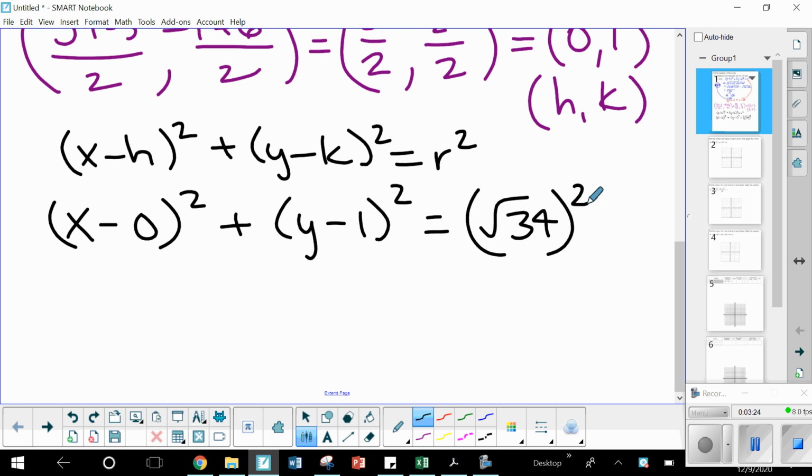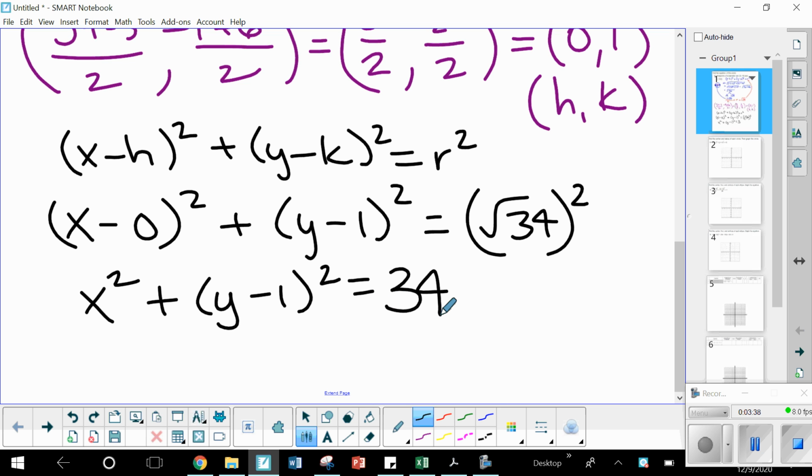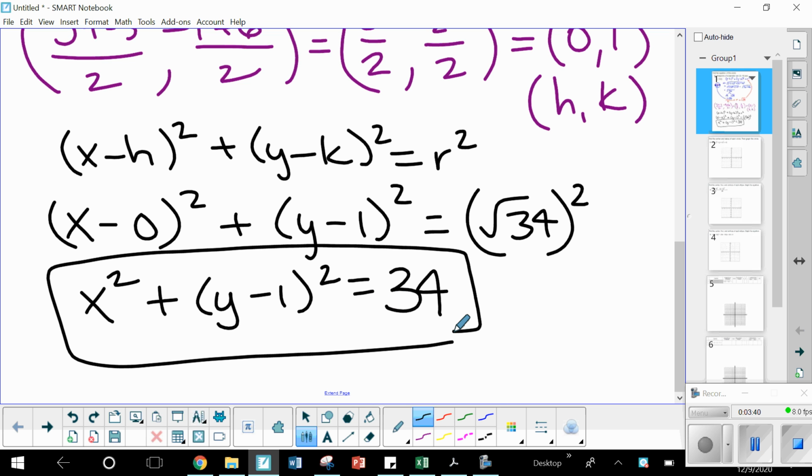And then just continue to clean that up. x minus 0 is just going to give me x squared. (y minus 1) squared stays. And then when you square a square root, they're going to cancel out with each other, and we're left with 34. There is the equation of this circle right here.